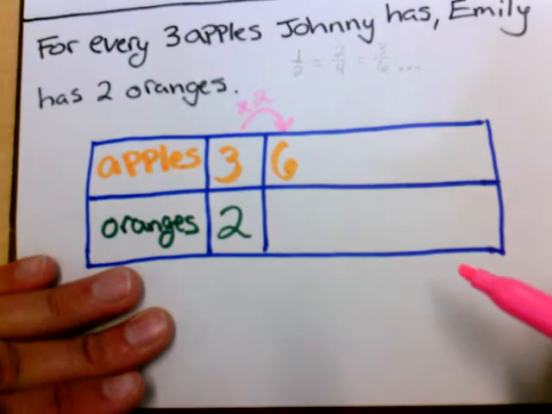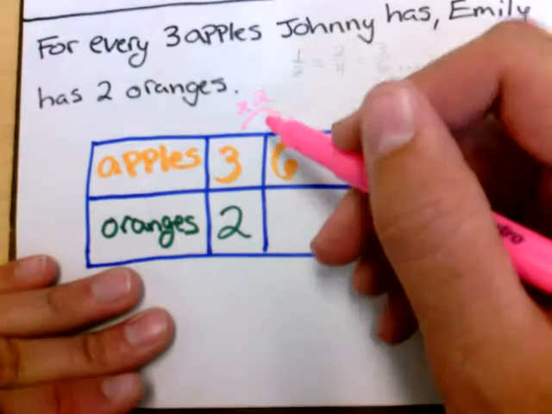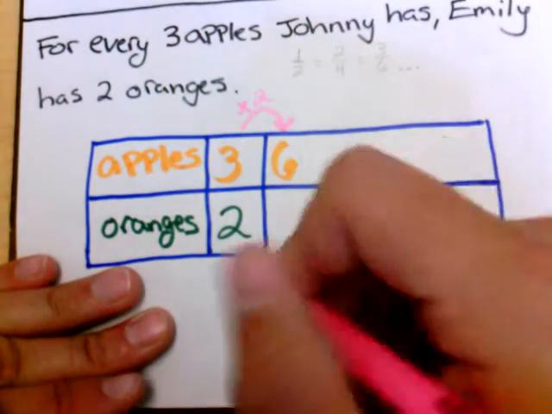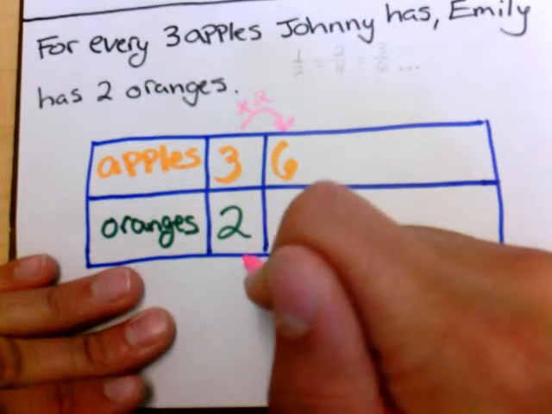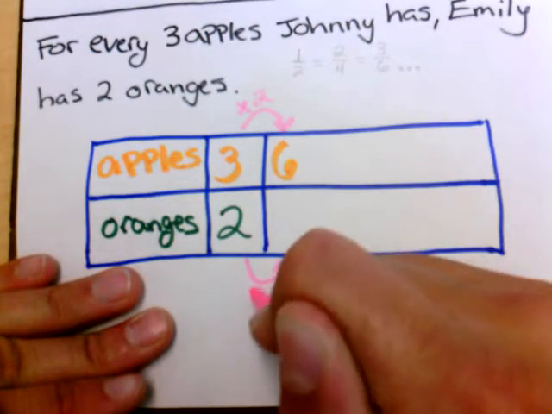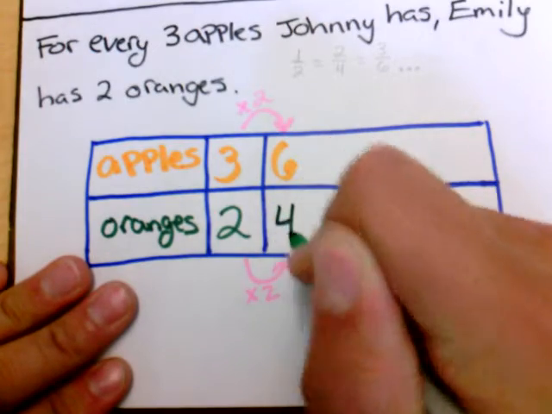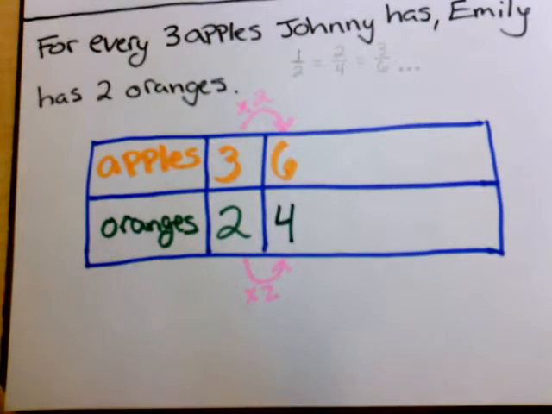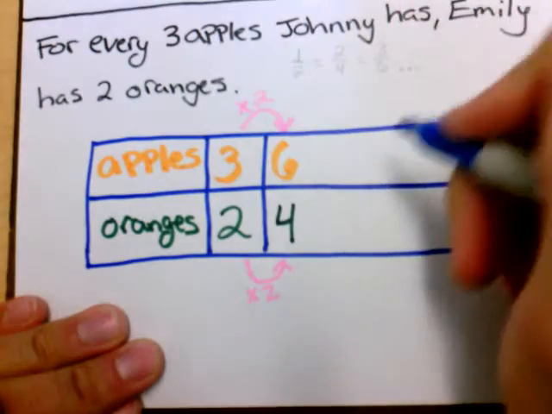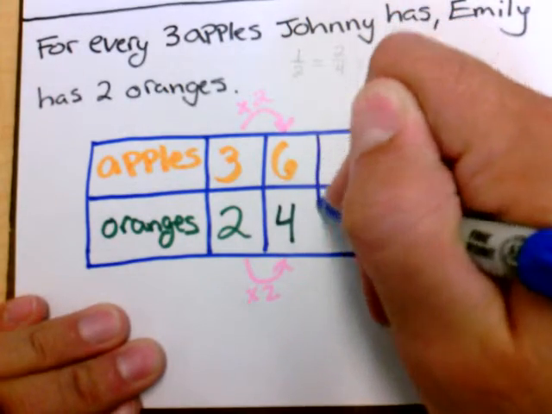Now, this is just kind of the golden rule. What I do to the top, I have to do to the bottom. All right. So if I multiply by 2 on top, I have to multiply by 2 on the bottom. And 2 times 2 is going to be 4. So I end up with, if Johnny has 6 apples, Emily has 4 oranges.